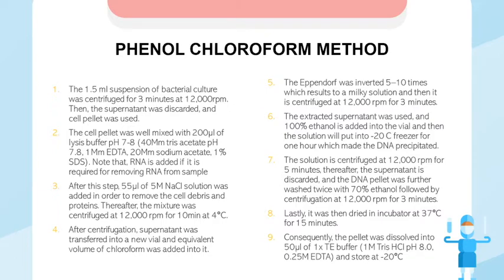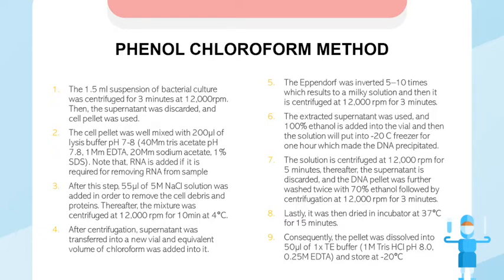After this step, 55 microliters of 5 molar NaCl solution was added in order to remove the cell debris and proteins. And then, the mixture was centrifuged again at 12,000 rpm for 10 minutes at 4 degrees Celsius. After centrifugation, the supernatant was transferred into a new vial and an equivalent volume of chloroform was added into it. The Eppendorf was inverted 5 to 10 times, which results in a milky solution, and then it is centrifuged again at 12,000 rpm for 3 minutes.